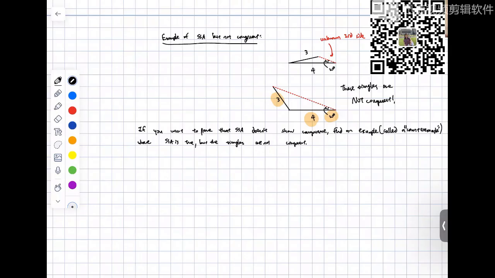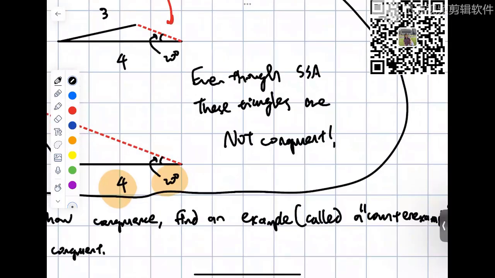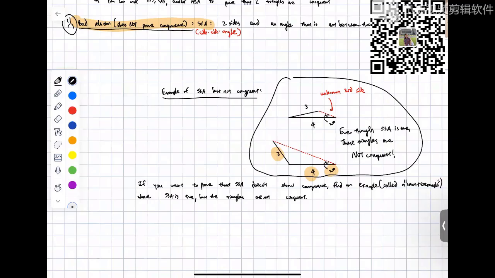Now let's apply this to SSA. The statement is that SSA can prove triangles are congruent. So we do a test. And here's the test. We try SSA, and we realize that SSA is true in this test that I've circled, but the triangles are not congruent. Does that make sense? Okay. Do you get it more now? Mhm. That the triangles are not congruent. Yeah.